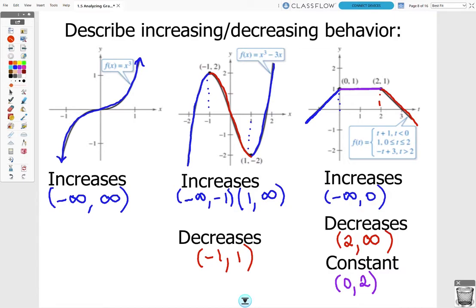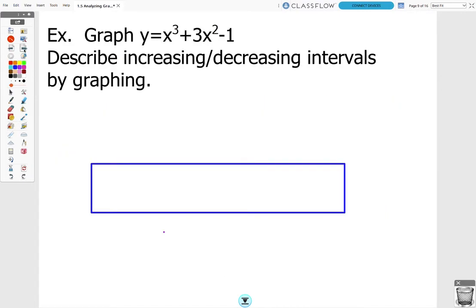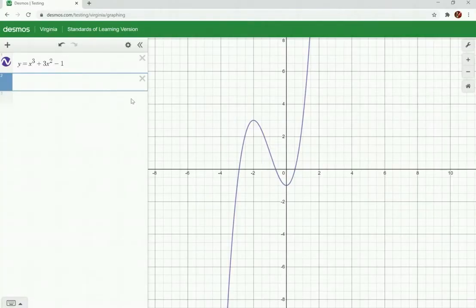All right? So now what I want to do is I want to take a look at a graph. So what I want you to do is put this equation here on Desmos. Let's graph y equals x to the third plus 3x squared minus 1. So here we are on Desmos. We're going to take a look at the graph of y equals x cubed plus 3x squared minus 1. And we're asked to find sections of the graph where it's increasing, decreasing, or constant.